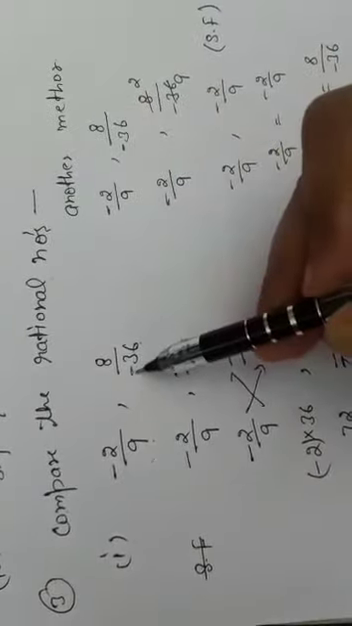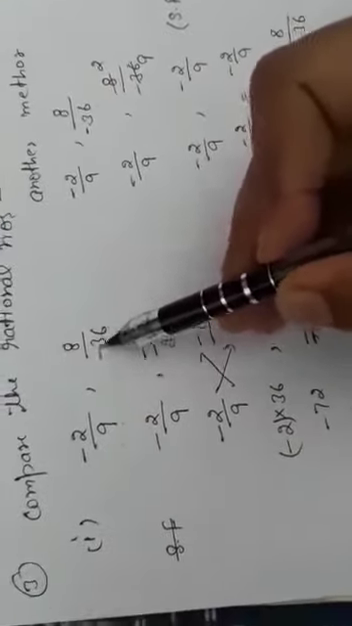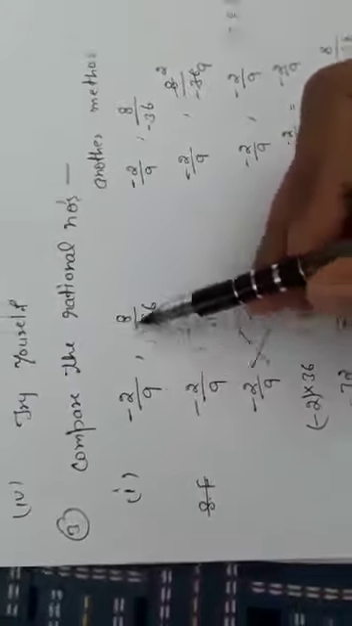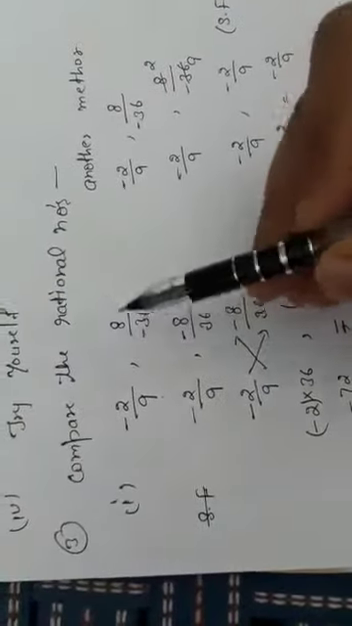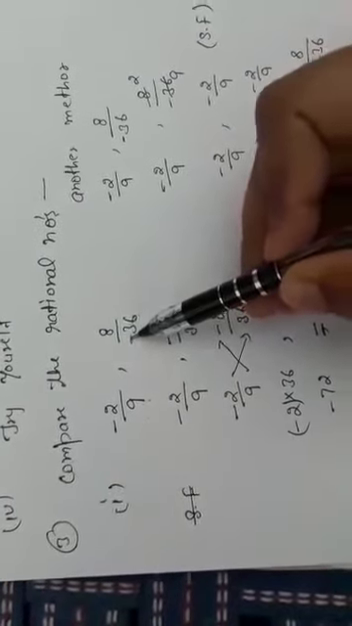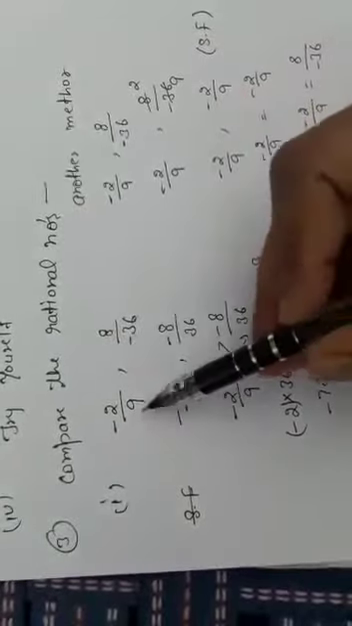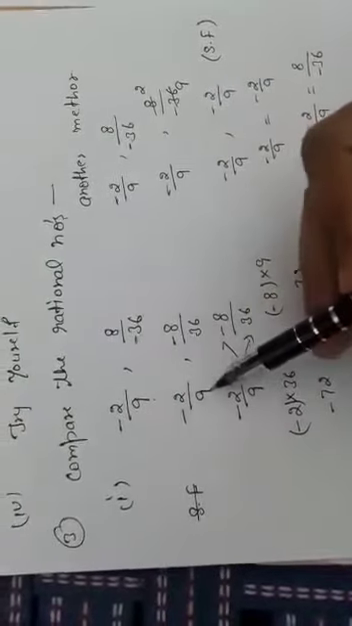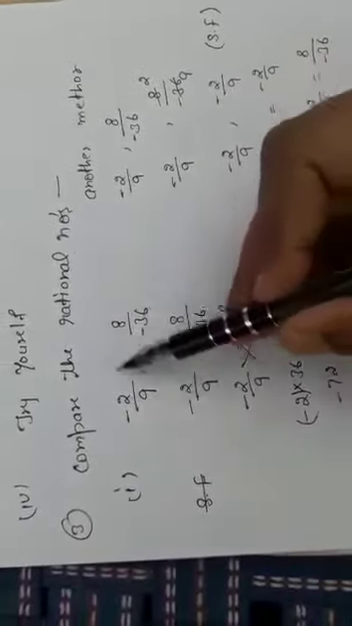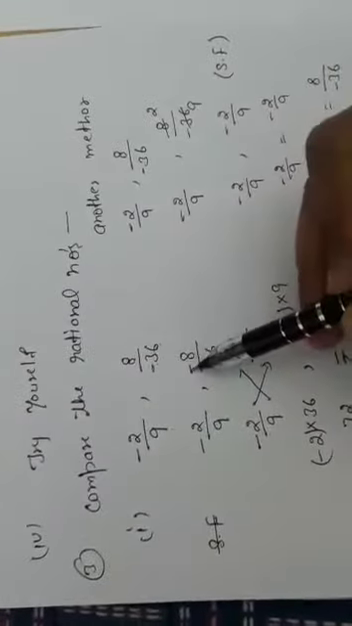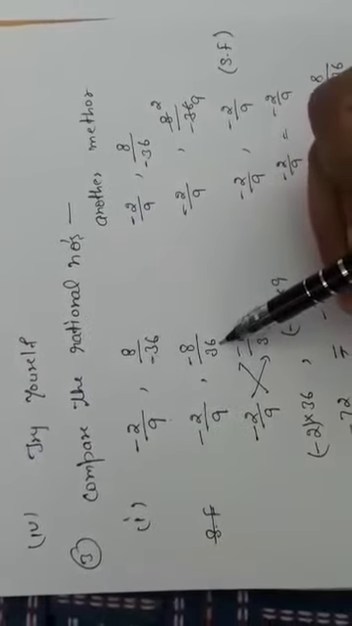Now you can see here that the denominator has a negative sign, so we will make it positive. How we will make it positive? We will take this minus sign with the numerator. So we will write it like this: minus 2 by 9 and this minus will go with the numerator. It will become minus 8 by 36.